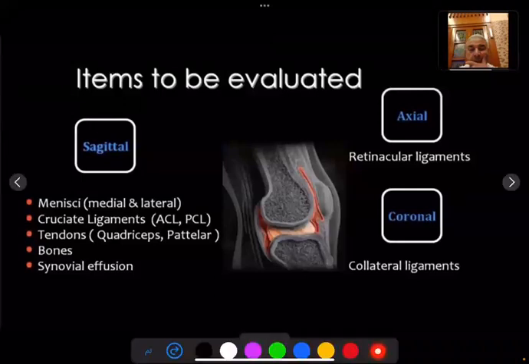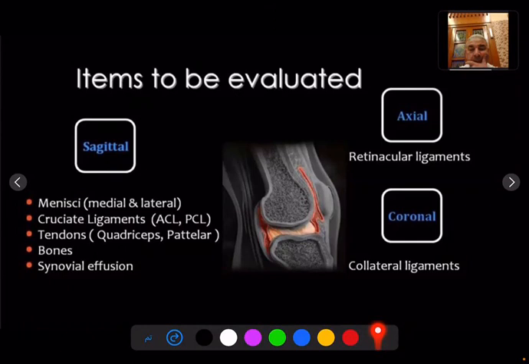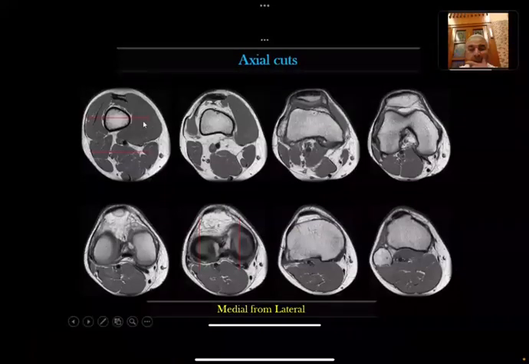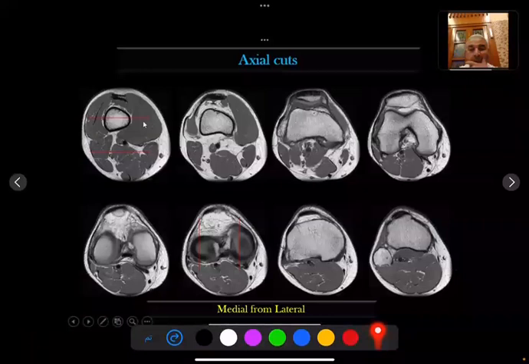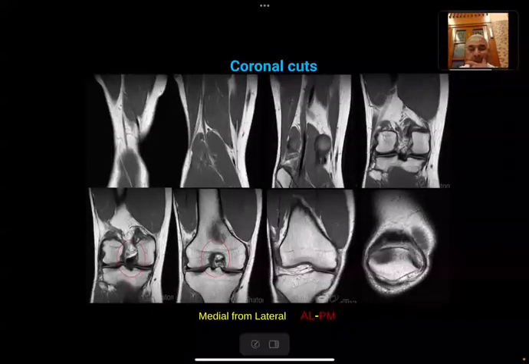Items to be evaluated on the sagittal images: the menisci, medial and lateral; the cruciate ligaments, anterior and posterior; the tendons, quadriceps and patellar; bone; and synovial effusion. On the axial images, the retinacular ligament. On the coronal images, the collateral ligaments. These are different axial images from the upper end of the tibia: the patella, and this is the patellofemoral joint. This is the upper tibial plateau, and this is the upper tibia, tibial condyle, and this is the proximal tibiofibular joint.